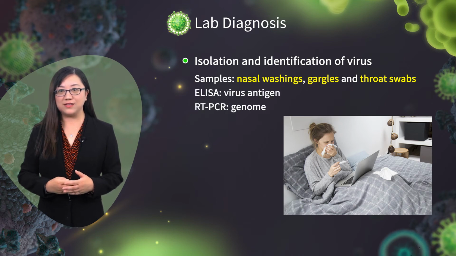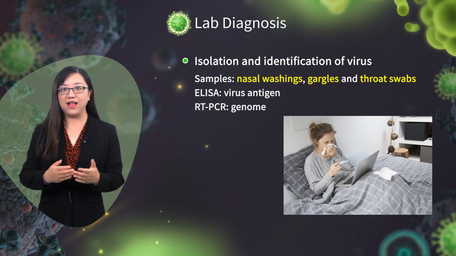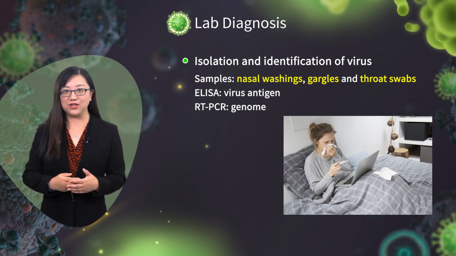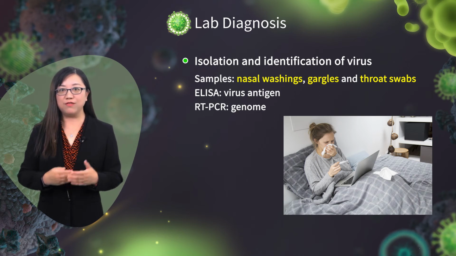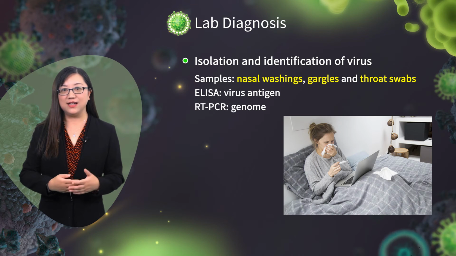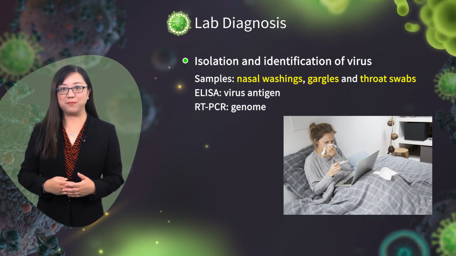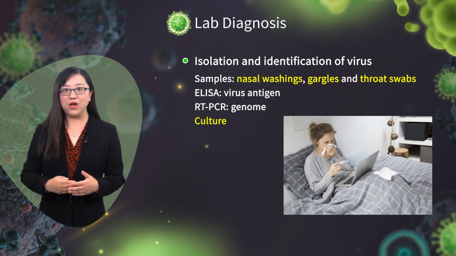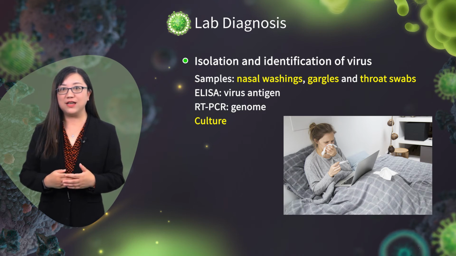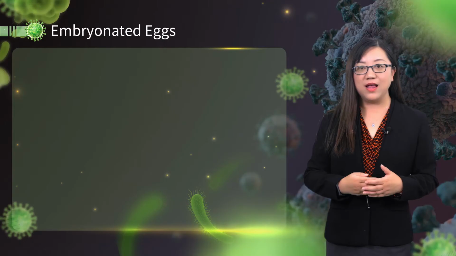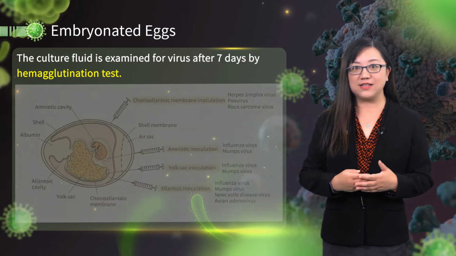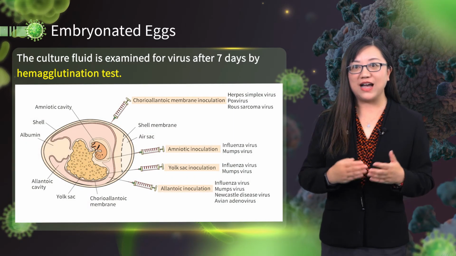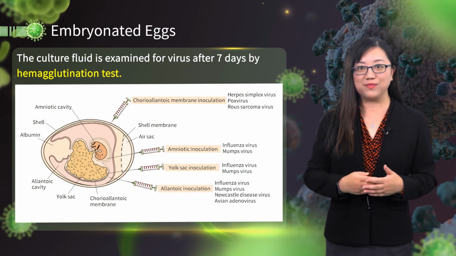Rapid techniques detect and identify the influenza antigens or genome of the virus by ELISA or RT-PCR. The virus also can be isolated by culture. The embryonated eggs could be used to isolate the flu virus.